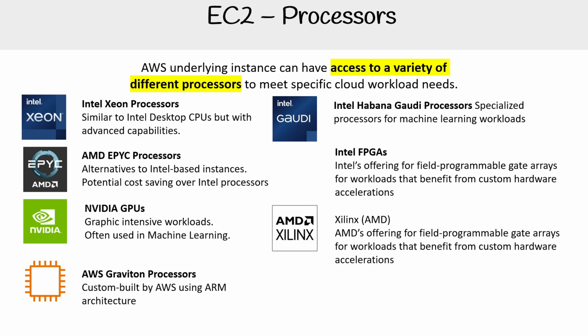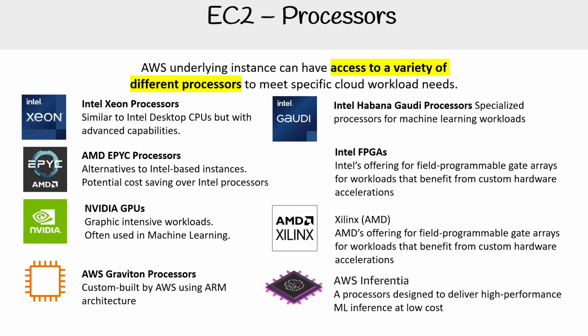Then there are a couple of specialized processors made by AWS specifically for machine learning. The Inferentia, which is specifically for ML inference, and then you have Trainium, which is specifically for training models. So there are specialized chips specifically for inference and machine learning. But yeah, there you go.